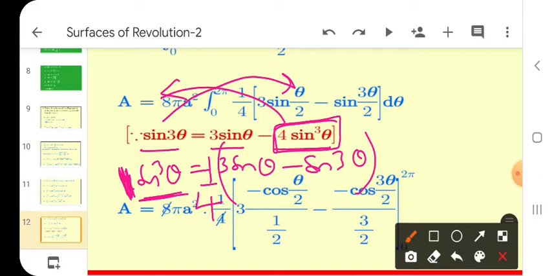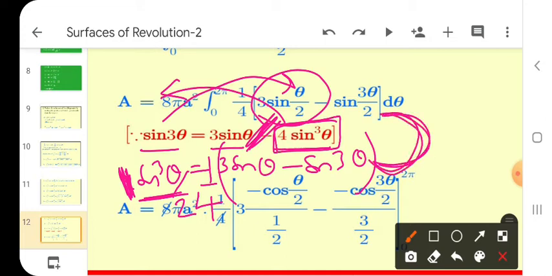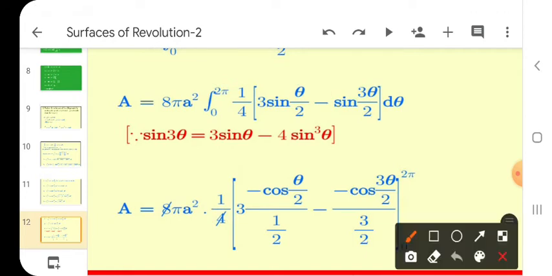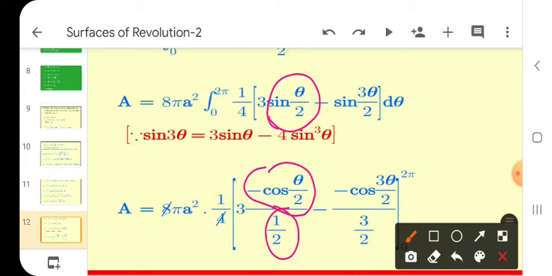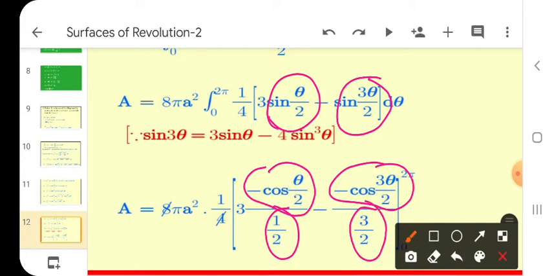Here we have only sin cube theta by 2. Replace theta with theta by 2. So 3 sin theta by 2, both are the same. These both are also the same. Sin 3 theta by 2. Okay. Now I integrate. Sin theta by 2 integration is minus cos theta by 2, and the constant is 1 by 2 in the denominator. Here also, sin 3 theta by 2 means minus cos 3 theta by 2. Here also the constant is 3 by 2 in the denominator.